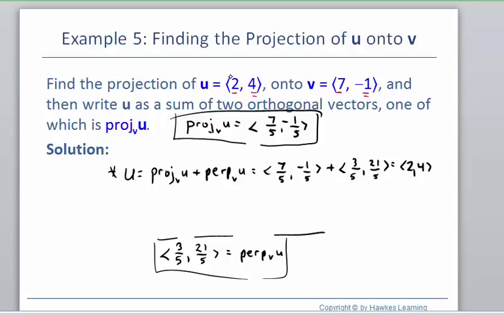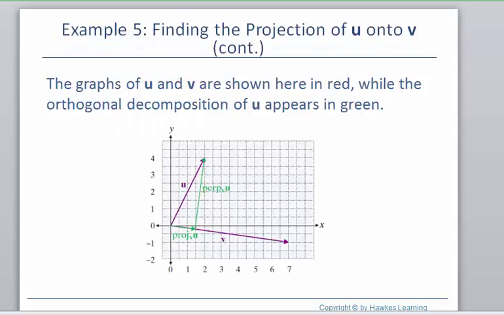Okay, and so we'll just look quickly. I mean, we've completed the problem, but we'll look quickly now at what that graph looks like just to identify what's happening. Again, here's vector u drawn for you. Here's your projection vector, here's your perpendicular vector, and basically what we're saying is that when we add the projection vector to the perpendicular vector, we get vector u.